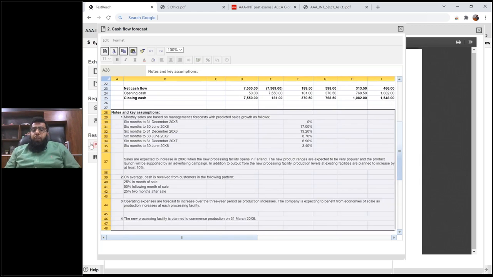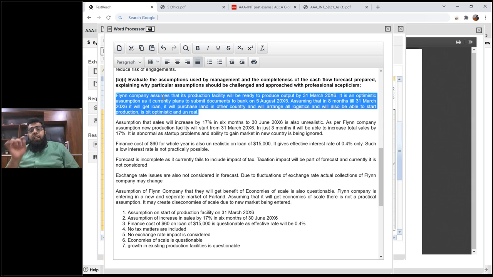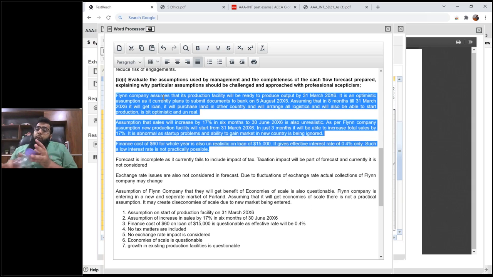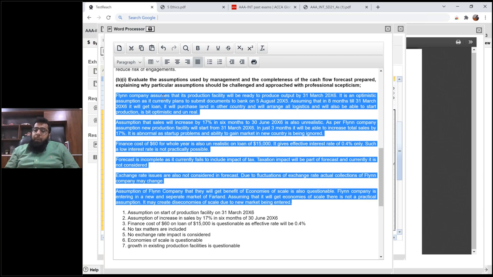So we question that assuming that the production facility will start production till 31st of March, this is questionable. Sales will increase by 17% in the first 6 months, this is questionable. Low interest rate is questionable. We haven't thought about tax. This is questionable. Interest rate is ignored. This is questionable. The assumption of economies of scale is questionable.